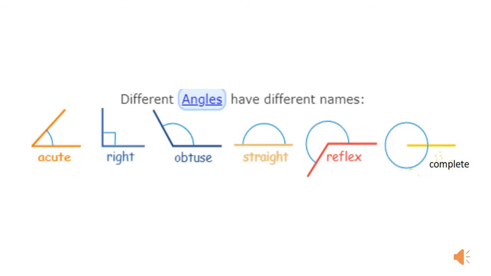The arms of the angle can take any position. Depending on the position of the arms, there are different types of angles, and so different angles have different names. It is known as acute angle, right angle, obtuse angle. It may be straight angle, reflex angle, or complete angle. So now let's learn about these angles.